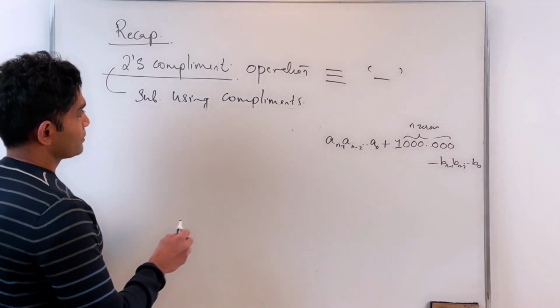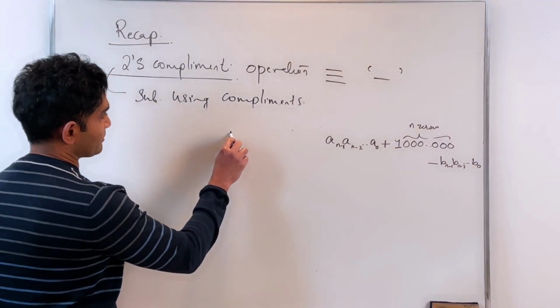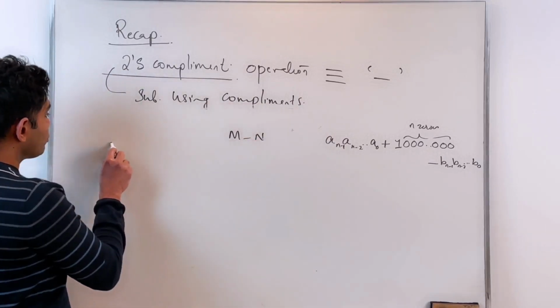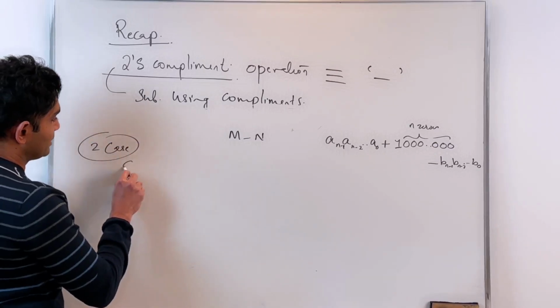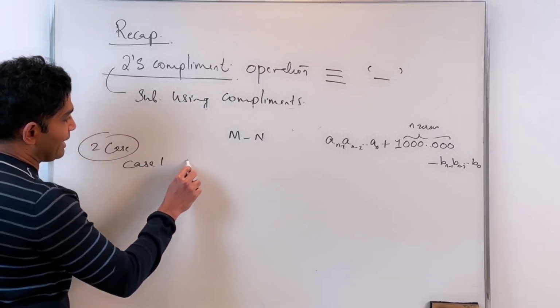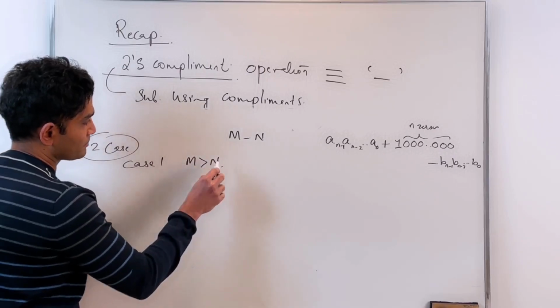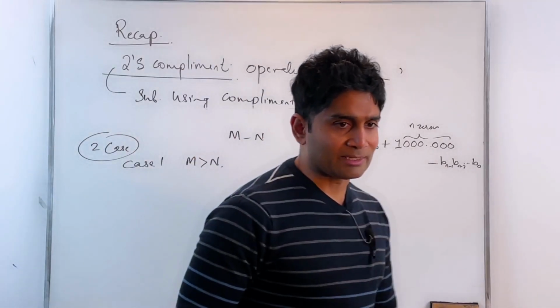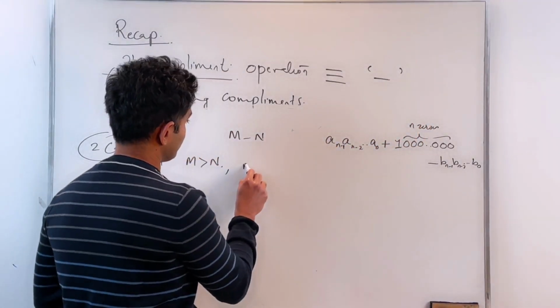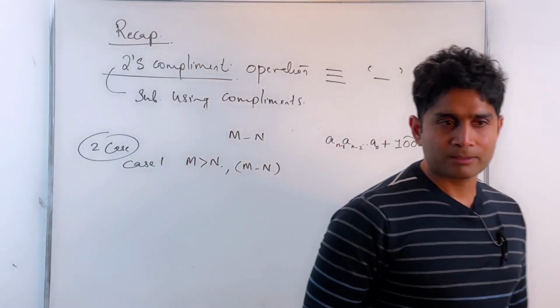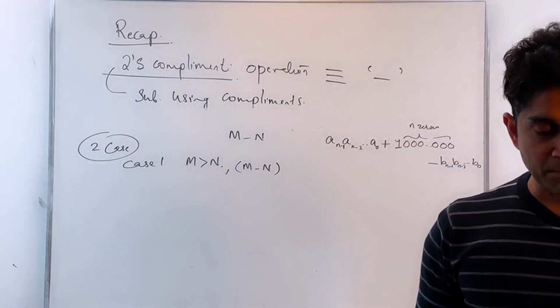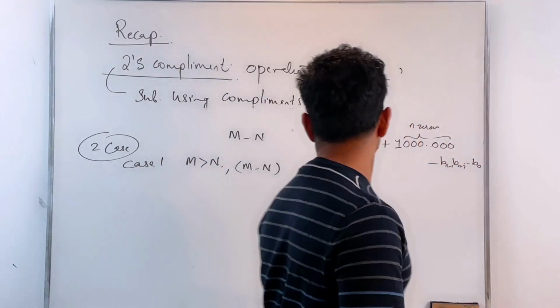All right. So now I'm going to rearrange the terms. So again, this is basically M minus N. I have two cases here. Consider case 1, where my M is larger than N. If my M is larger than N, what can you say about M minus N? M minus N will be positive, right? It's a positive answer. M minus N is larger than 0.